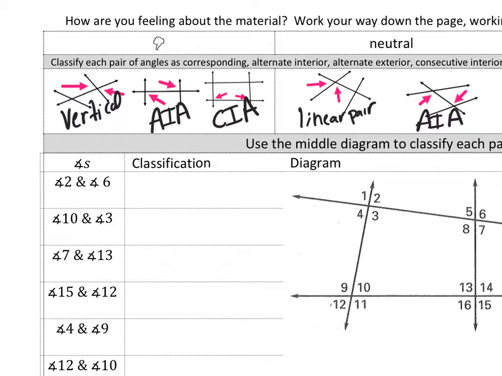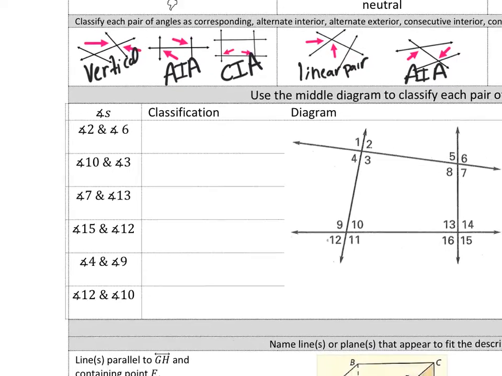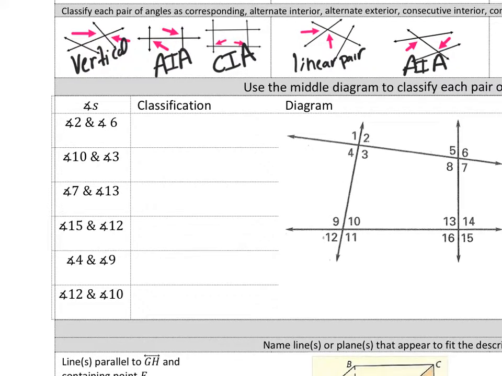This next picture is a lot easier to take a look at and decide what kind of angle pairs you have. So let's just fly through these real quick. The first, it says 2 and 6. So I highlighted those two on your picture, 2 and 6. And as you look at those, they're on the same side, same position. Those are corresponding angles.